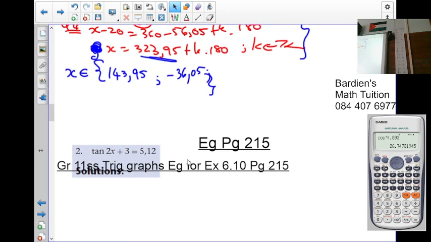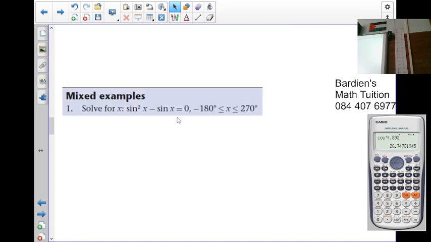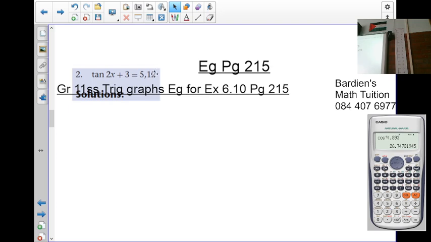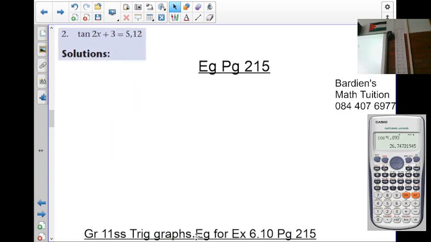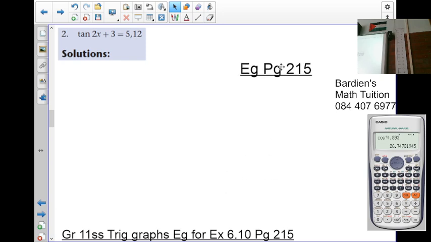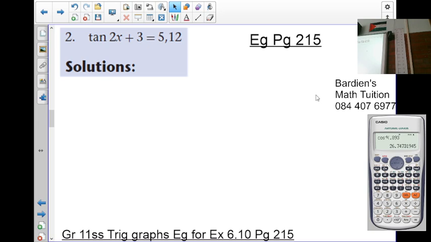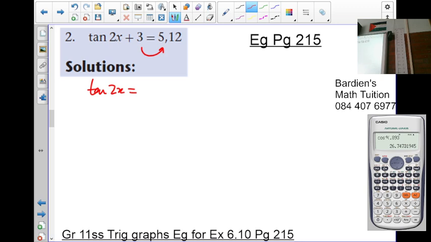Let's do the last one before we go into the mixed examples, which is the next exercise. Let's wrap up first. Example 2, we are told that tan 2x plus 3 is equal to 5,12. Tan 2x plus 3 is equal to 5,12. Where do we start? By taking 3 over the equal sign. There's going to be tan 2x is equal to 5,12 minus 3, which is 2,12.